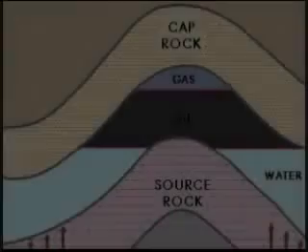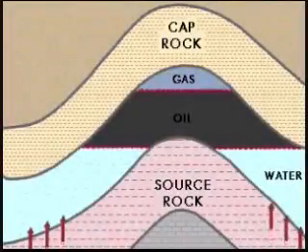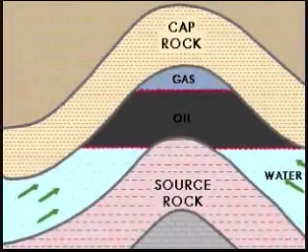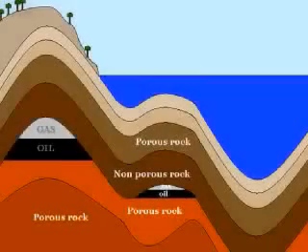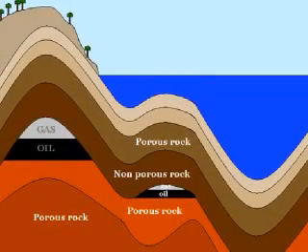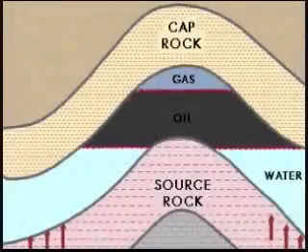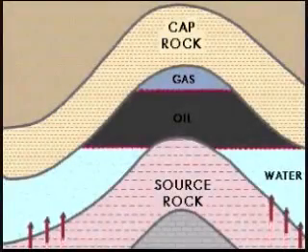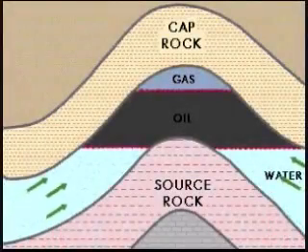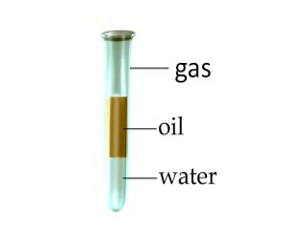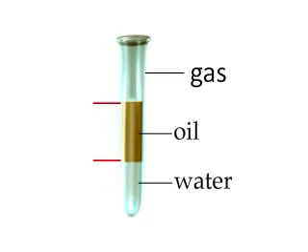The trap in this animation is an anticline. Here is another example. All of this migration could have taken place millions of years ago. In this structure, called an anticline, we have three fluids: water, oil, and gas. And if you remember from your chemistry, oil, gas, and water do not mix. This is because their densities are different.